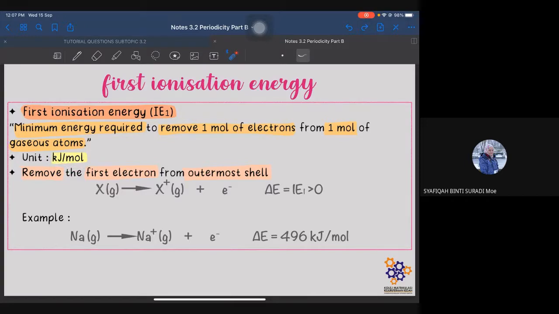So untuk first ionization energy, kita remove the first electron lah. Kita remove the first electron from the outermost shell. Okay, so bila dia kata minimum energy required untuk remove 1 mole of electron from 1 mole of gases atom, which means that kita akan remove 1 mole electron from this gases atom lah untuk form this gases ion. Okay, so delta E dia adalah IE1 lah, first IE, okay. So the first IE must be larger than 0 lah, sebab kita absorb energy untuk remove the electron. Okay, and then kita ada example dekat sini.